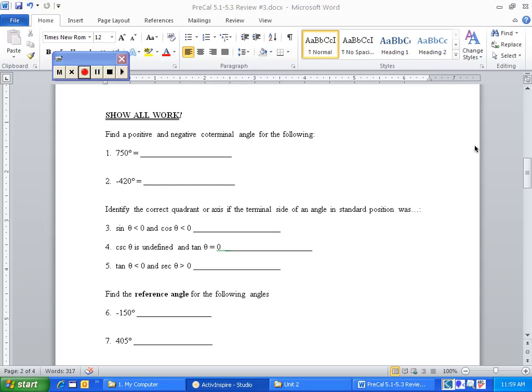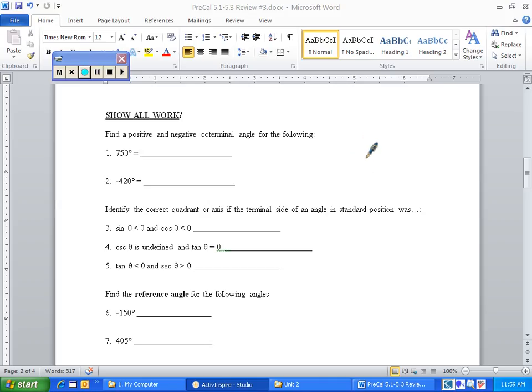Alright, the first one says find a positive and negative coterminal angle for the following. You should not need a calculator for this, but usually these type of questions are on the calculator section because sometimes the numbers are so big. So first thing you want to do is take 750 and add it to 360 times k. So now our k value can be anything that would give us a positive or negative coterminal angle.